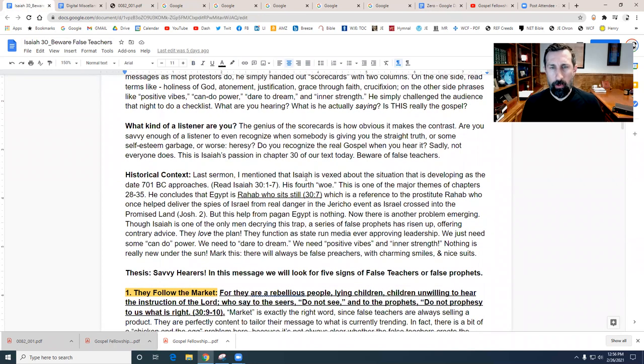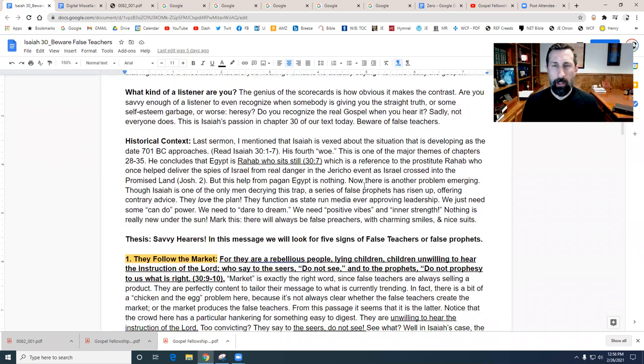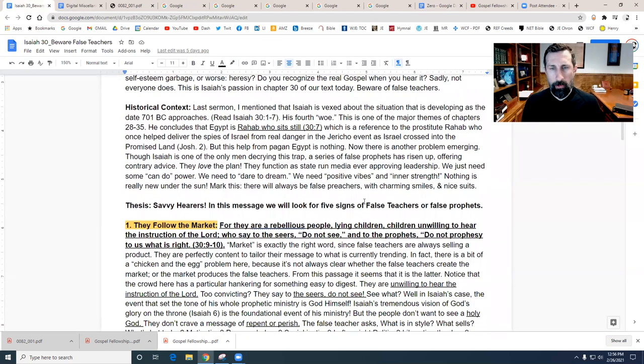After I do my historical context, where I'm outlining what's happening in terms of the literary flow of the book or historical background to the book, then I usually come to this all bold statement right here. And this is one of the most important things I do in manuscripting, is tell the audience what my outline is for this particular sermon. Now, in this example right here, I'm challenging my audience to become savvy hearers of the gospel.